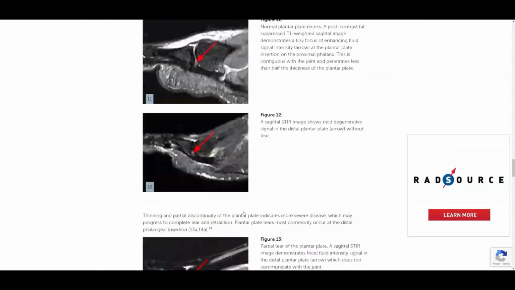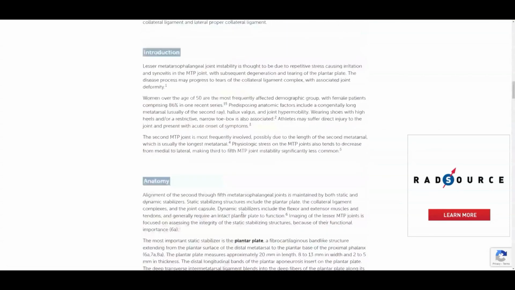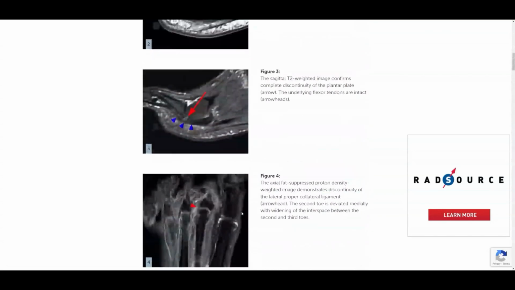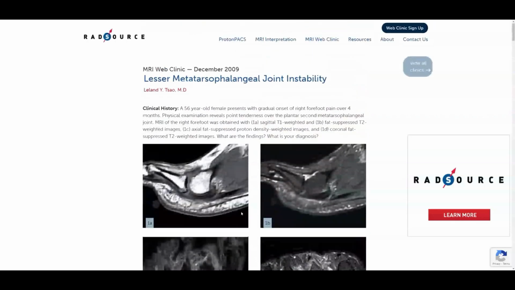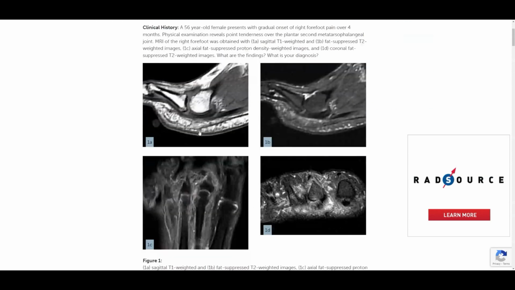When I'm thinking about how to apply any of what I see, or I'm seeing a case, it always helps if I go to a site that I love. RadSource has been a great boost for education, and I think these clinics and small chapters that show a general case really have helped me a long way in understanding.